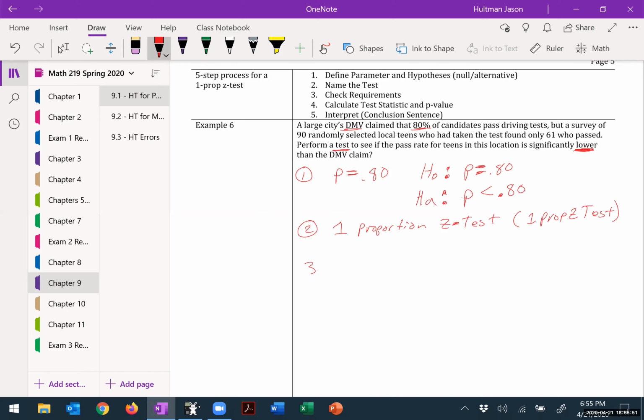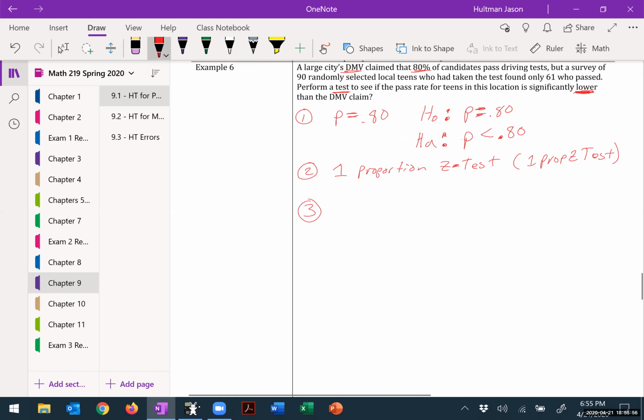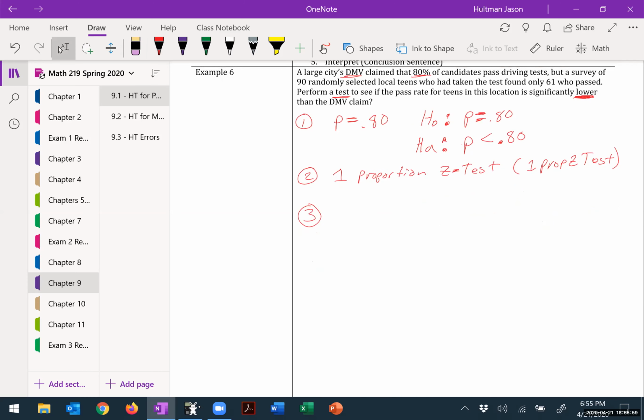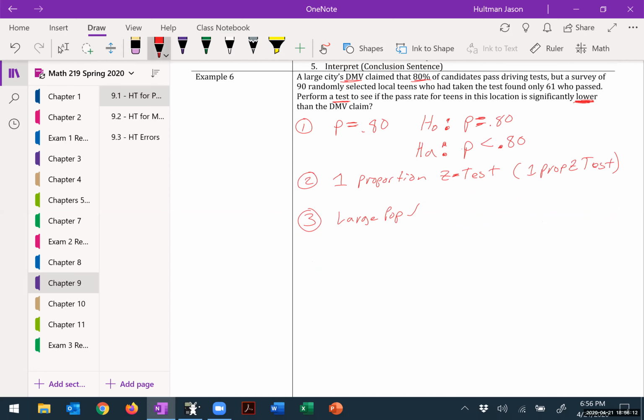Okay, number 3. Check the requirements. Can we even perform the test? The last time we couldn't perform the test because the requirements weren't met. Is it a large population? Is it a large city? Sure, cities are large. Check. Is it random? Were they randomly selected? Well, it says right in the problem that they were randomly selected. Check.